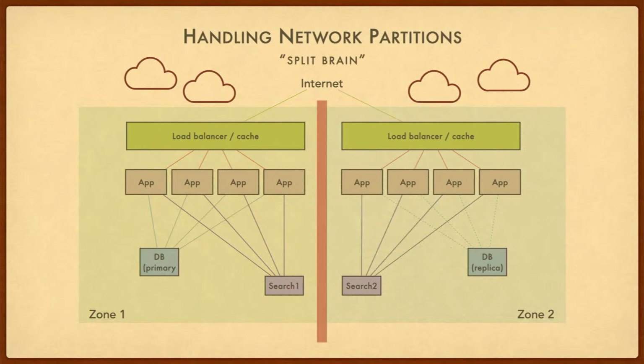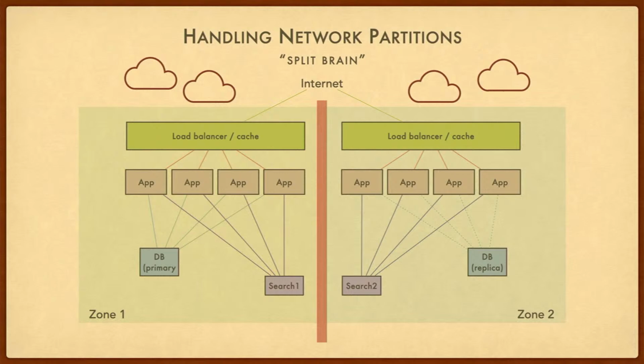This one is harder though, and this is a situation called a split brain, where the two zones of the cluster can't talk to each other anymore. And the problem here is the traffic that's coming from the internet to zone 2 is going to hit app servers that don't have access to the primary database, right? So any traffic that gets there, we're not going to be able to serve a response correctly. How do we want to resolve this situation?